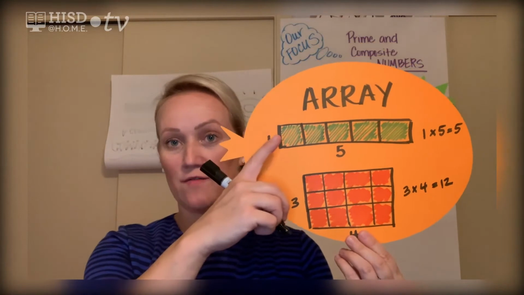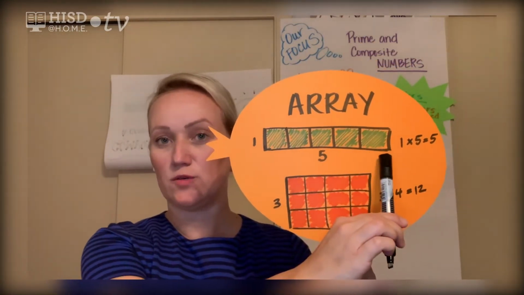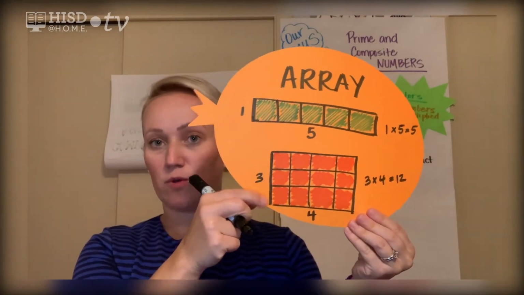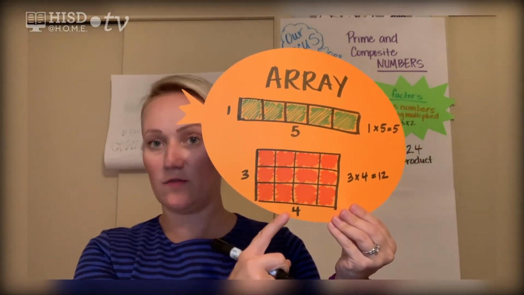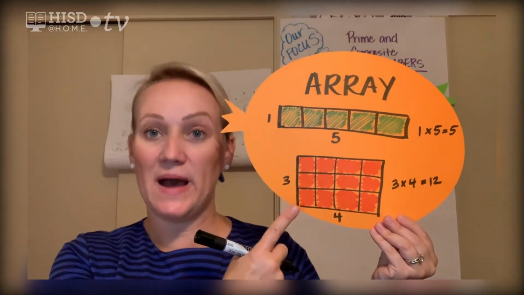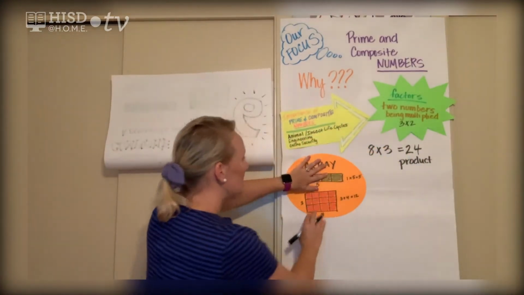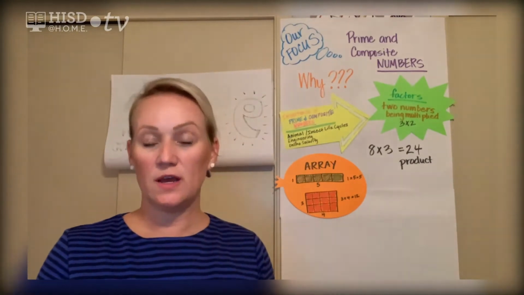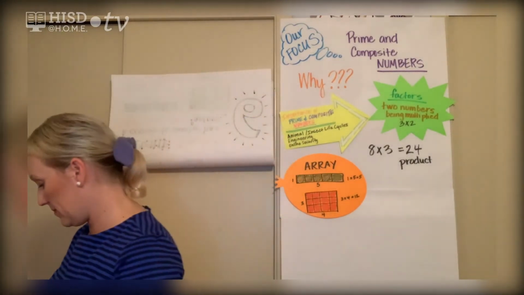So in this case, we have a 1 by 5, and you can see I have 5 green squares. Here in this array, we have 3 rows and 4 columns. So if you multiply 3 times 4, also known as the factors, you would get 12, which matches the 12 squares. Okay, those are arrays. This is review. Okay, arrays you have used. They are used to calculate area, the amount of space something takes up.